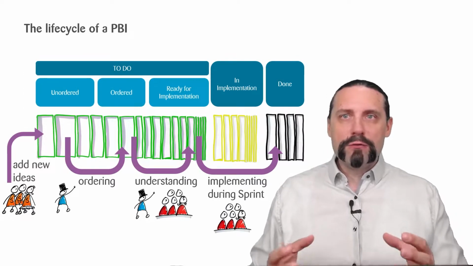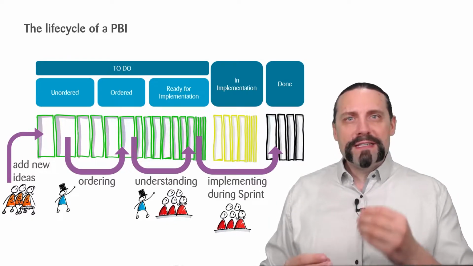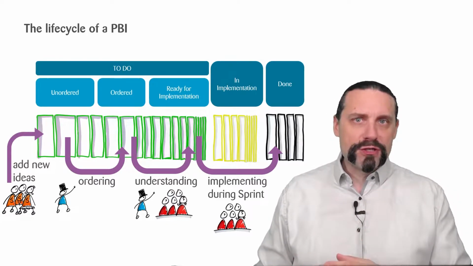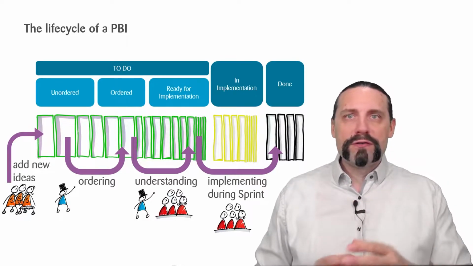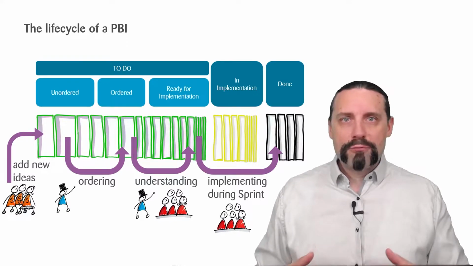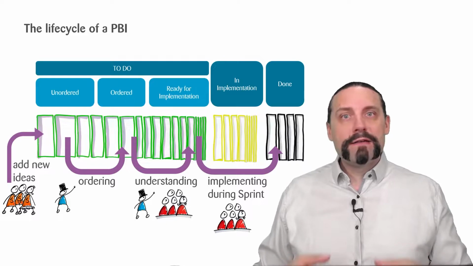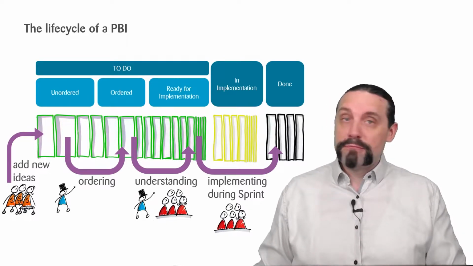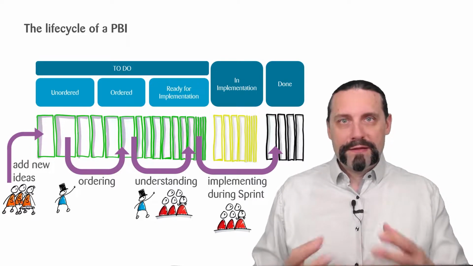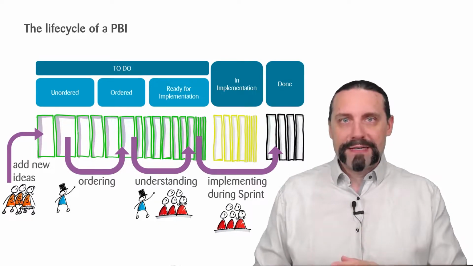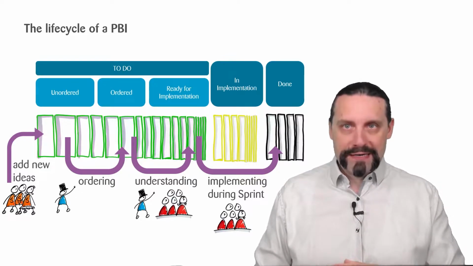So now that we know what a product backlog item is, we need to think about what is the life cycle of such a product backlog item. How does it evolve throughout the time? A product backlog item is created when stakeholders like the business, clients, or even the product owner have new ideas. Then this new product backlog item is created on the bottom of the backlog.